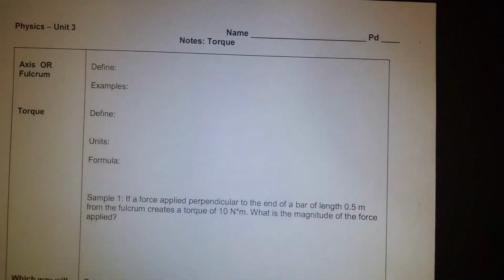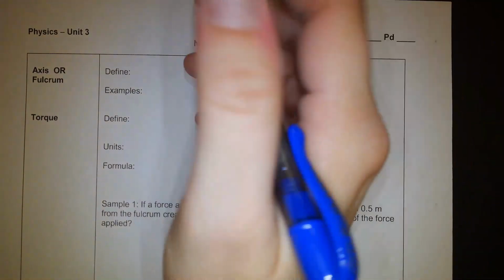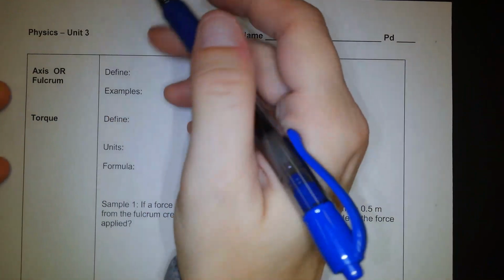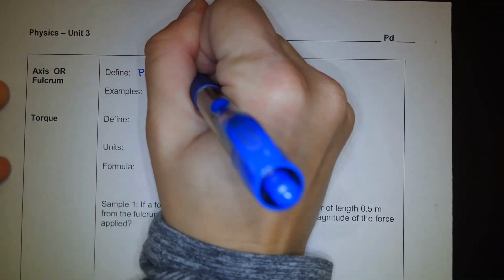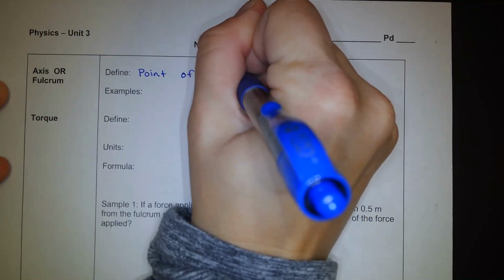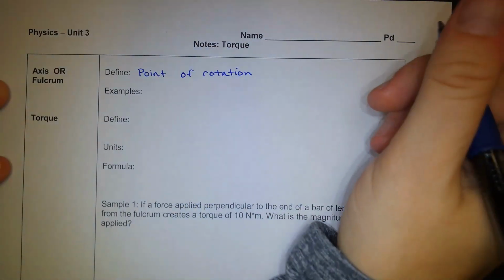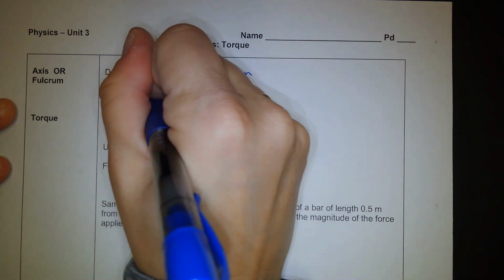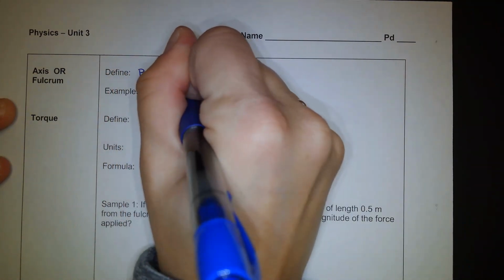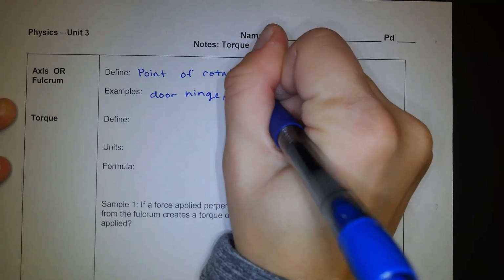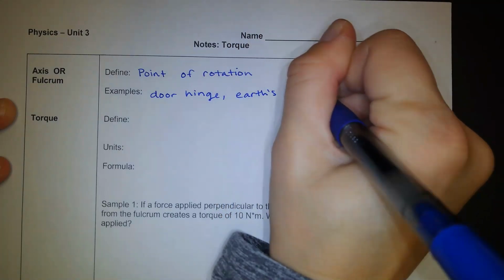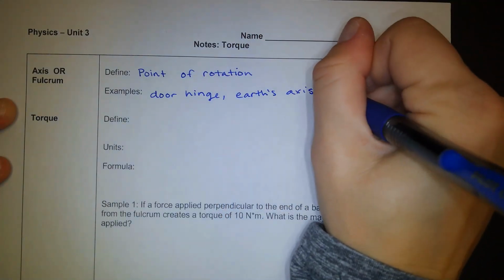Right, so for torque, here's our notes. An axis or a fulcrum is any point of rotation. Examples are your door hinges, Earth's axis, the head of a wrench.